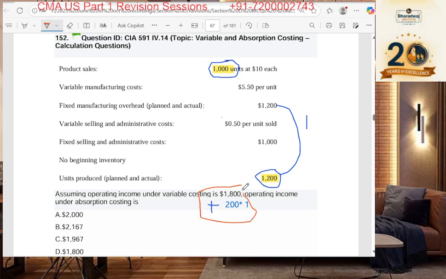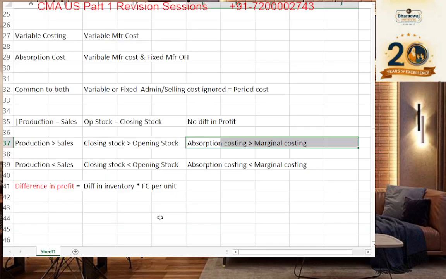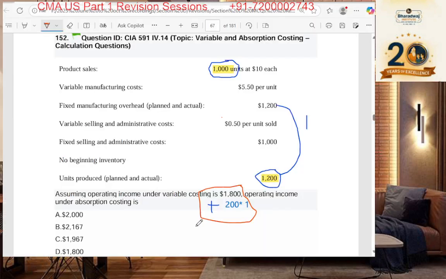Why plus 200 into 1? When production is more than sales, absorption costing profit will be more than marginal costing. So in marginal costing, the profit is 1800. In absorption costing, the difference in units into the per unit fixed cost. What is the answer? 2000.